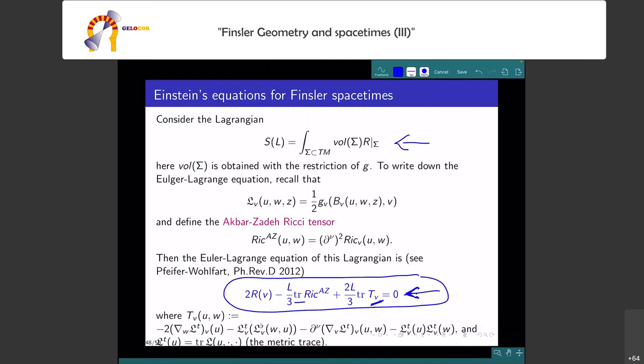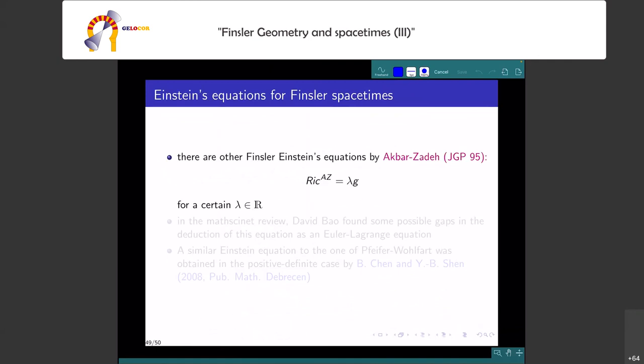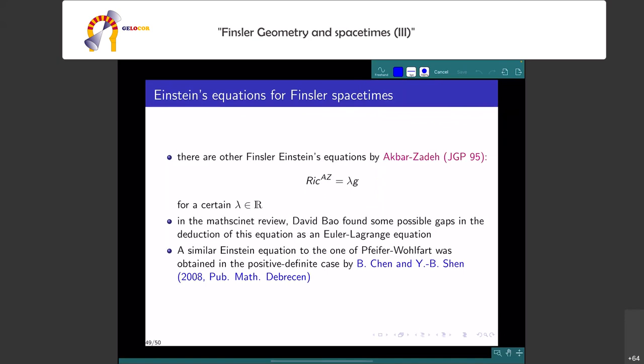Some comments to finish. There are other approaches to Einstein equations. For example, Akbar-Zadeh in 1995 obtained this equation, which is more similar to the classical one, but David Bao found some possible gaps in the deduction of the equation as an Euler-Lagrange equation. So it is not clear, since there are some gaps, but I haven't studied the problem in detail. And also there is another paper by Xinyue Cheng and Zhongmin Shen from 2008, where they studied Einstein equations for the positive definite case. I think that the equation is very similar to the one of Pfeifer and Wohlfarth.